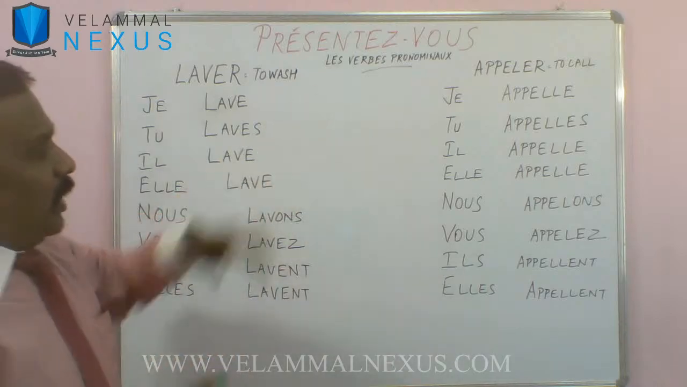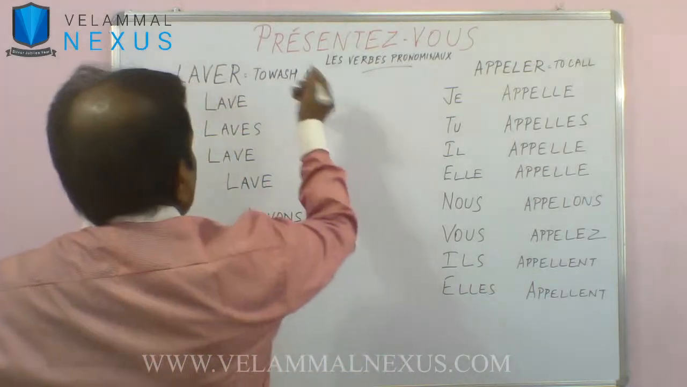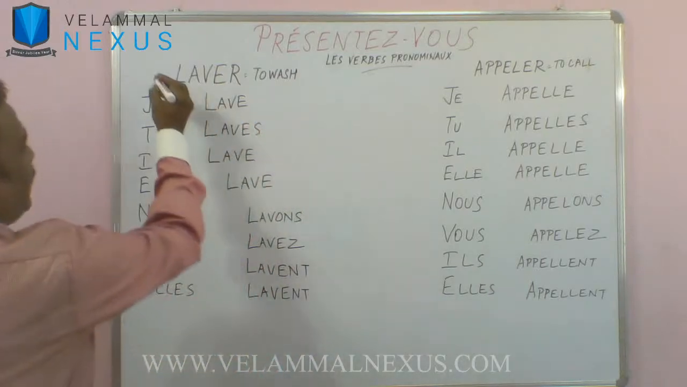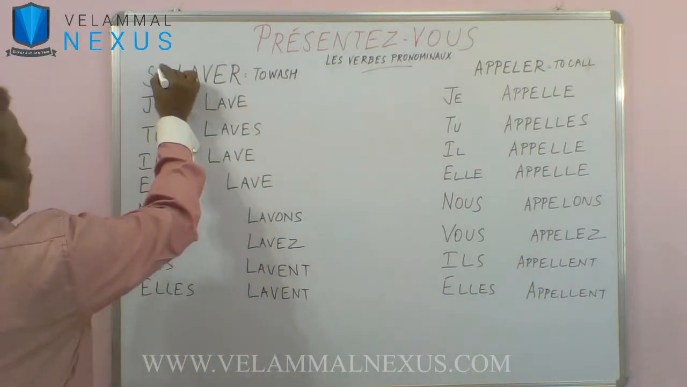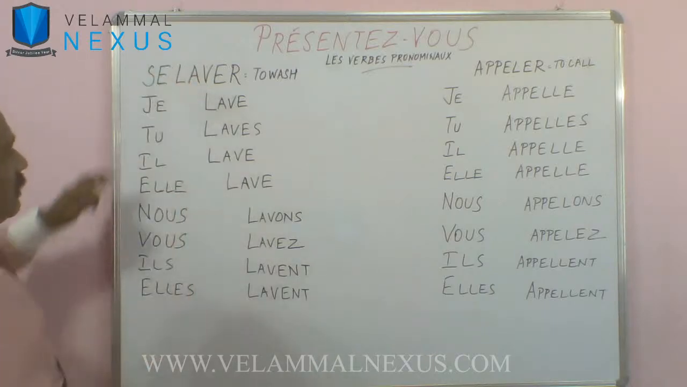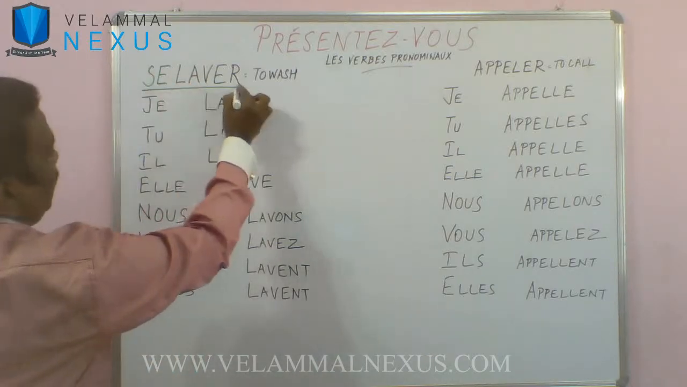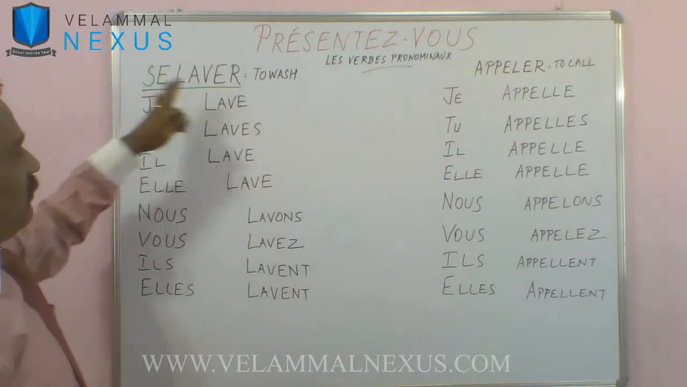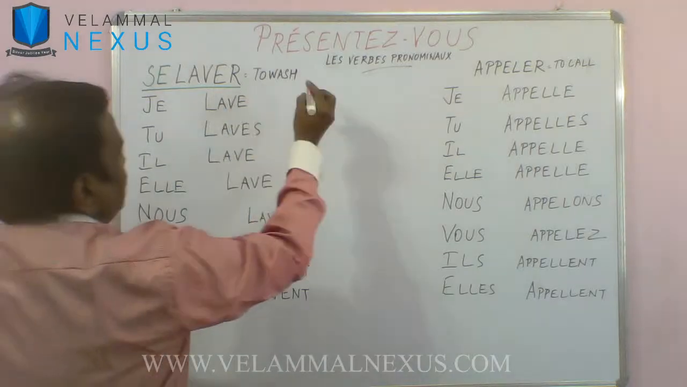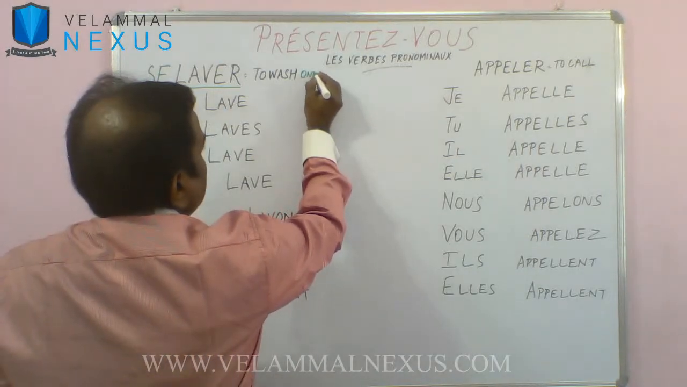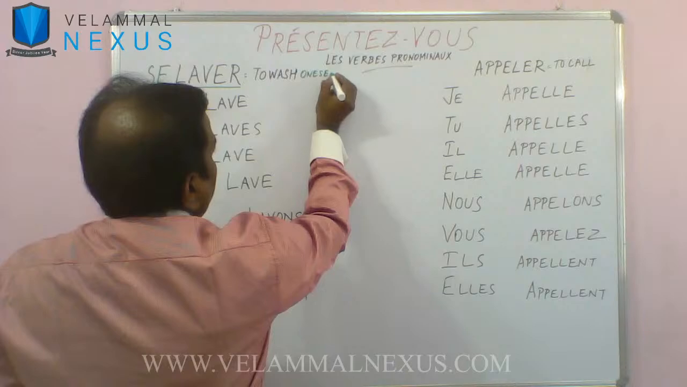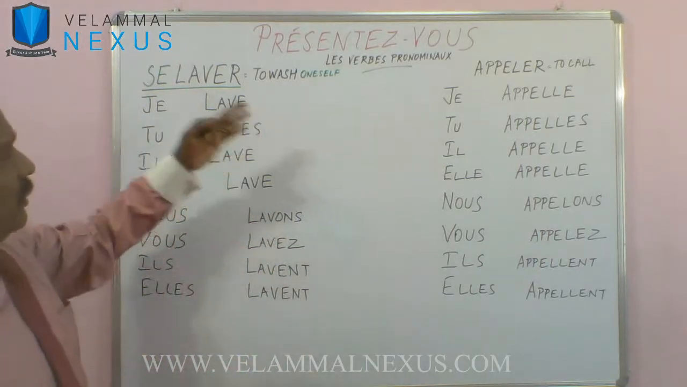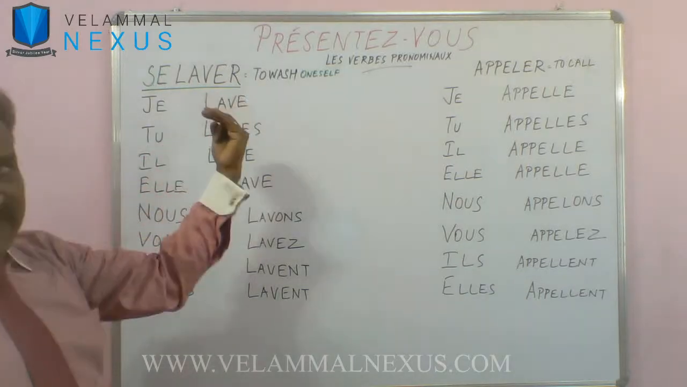Okay, now what are reflexive verbs? How do I identify a reflexive verb? You can easily identify a reflexive verb by the presence of se. Now, se laver is a reflexive verb. What is se laver? Se laver is nothing but to wash oneself. The action that you do to yourself, reflexive. Okay? Se laver, to wash oneself.